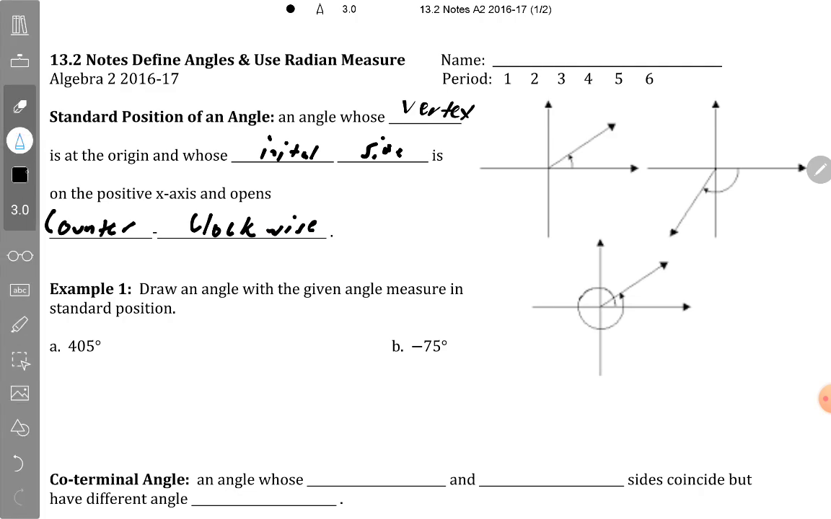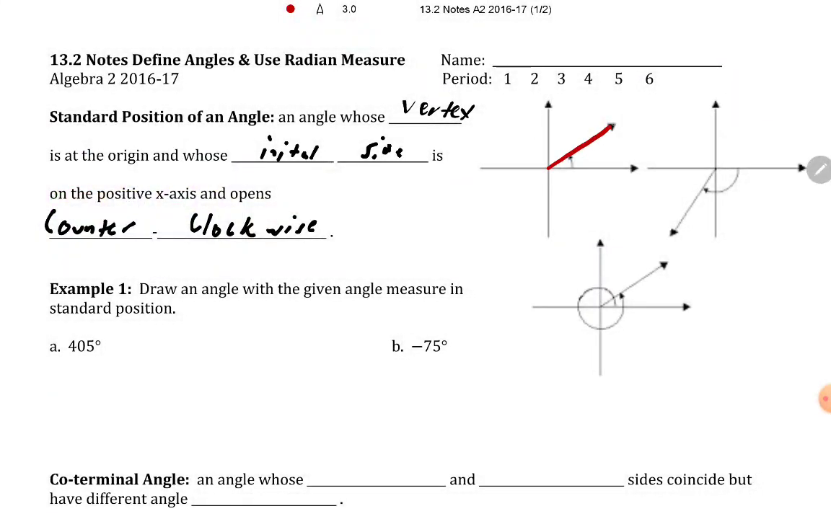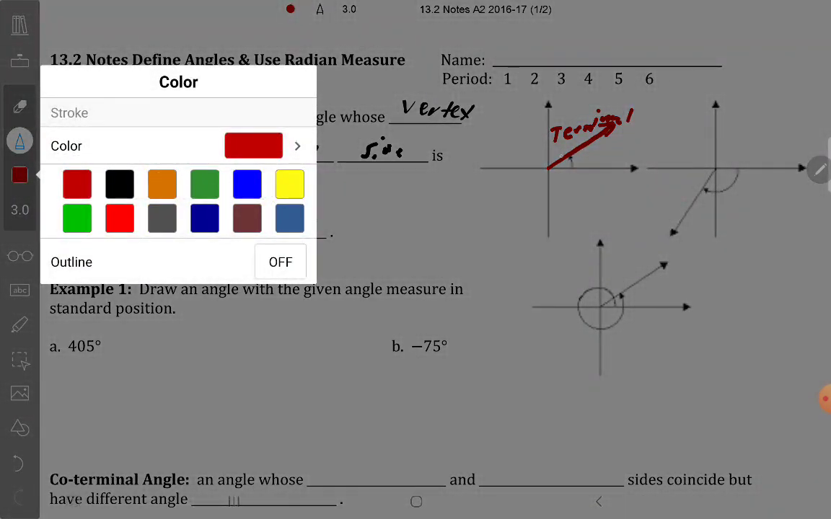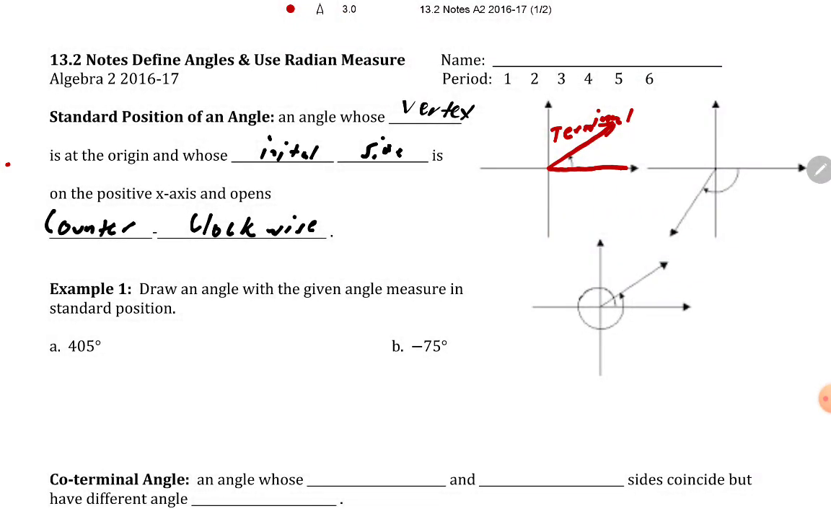So here, let's add some color to this. That red line would be the terminal side of your angle. Vertex is at the origin. And then we have an initial side lying on the x-axis here. So here's another one, initial side, and terminal.